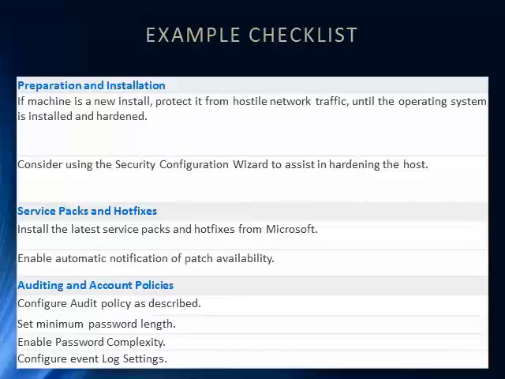For auditing and account policies, again, a lot of this stuff is straightforward. You want to configure your audit policy as described by your organization. You want to set the minimum password length. You want to enable password complexity, and you want to configure event log settings. So these are just some of the steps you have to do in this checklist to harden your OS. And again, this list is not complete, and it's specific to a particular Microsoft Windows box.